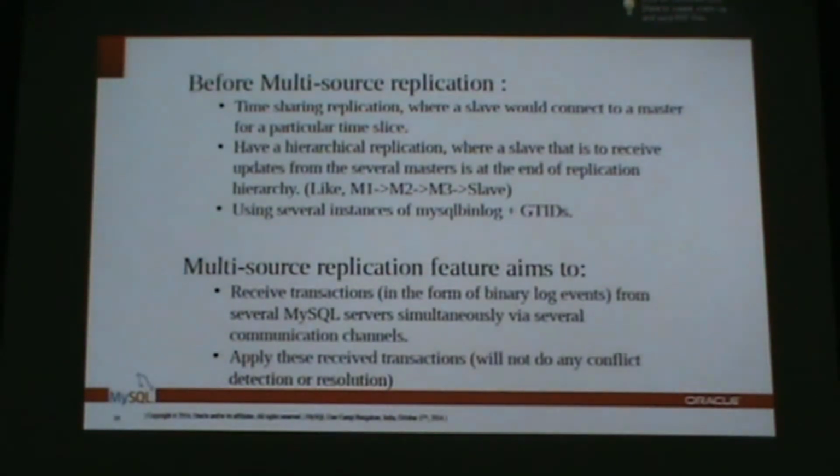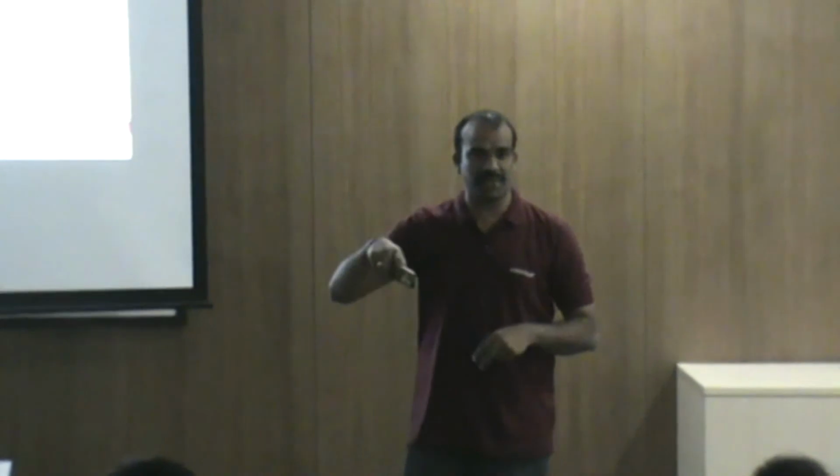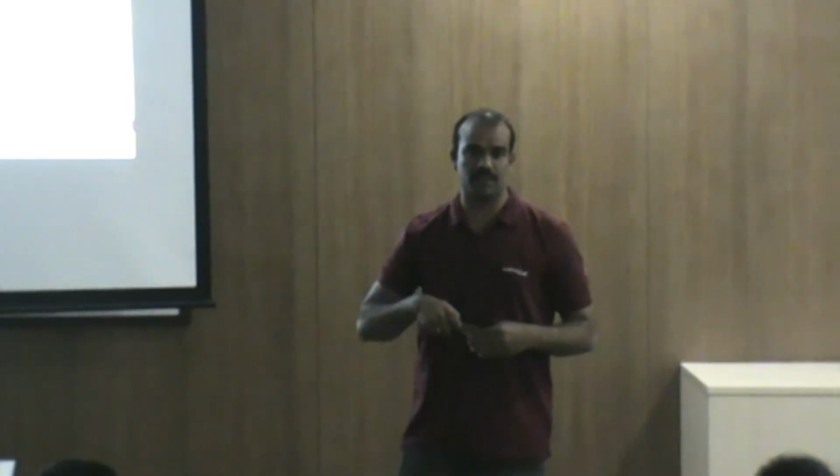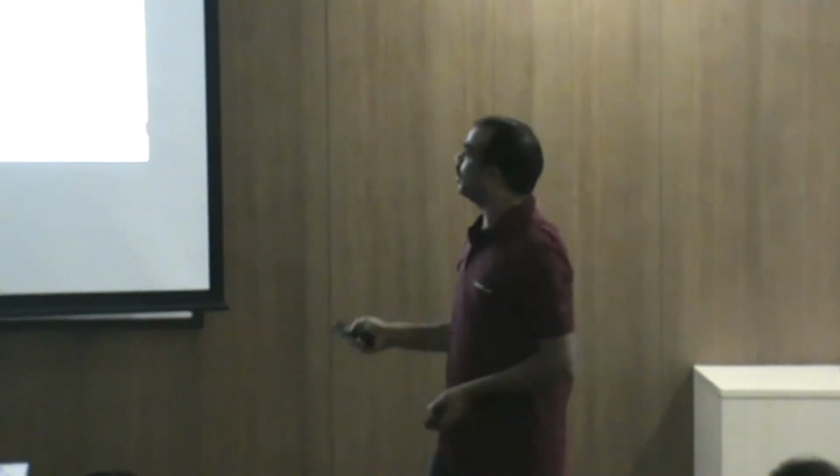Before this multi-source replication feature, people used to do time-sharing replication, where a slave would connect to a master for a particular time slice. It disconnects, and then a new master comes and it connects. Whatever updates happened on master 1, the slave gets the data from it, and then for master 2, again it will move to master 1 like that. So obviously, as you can see, it's a pain.